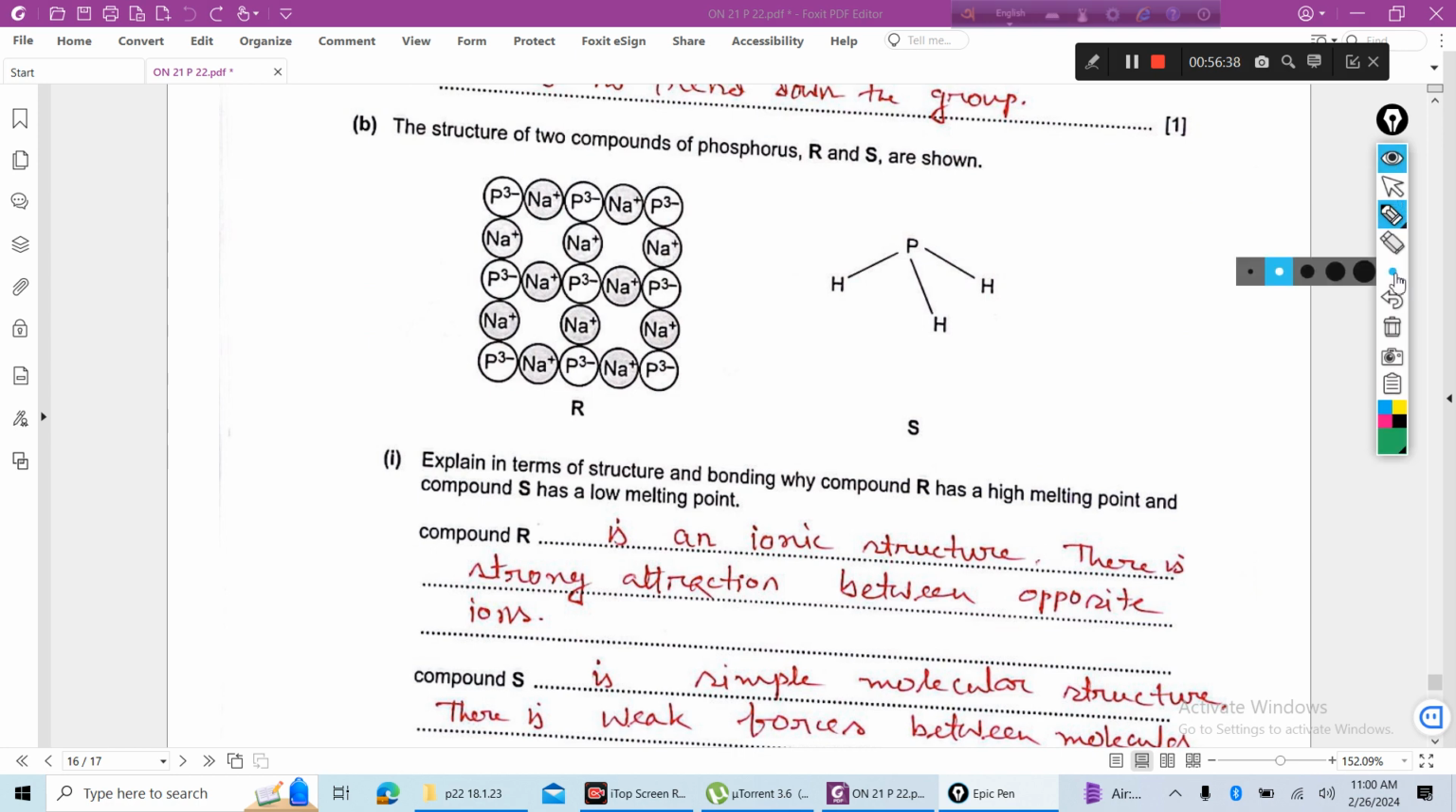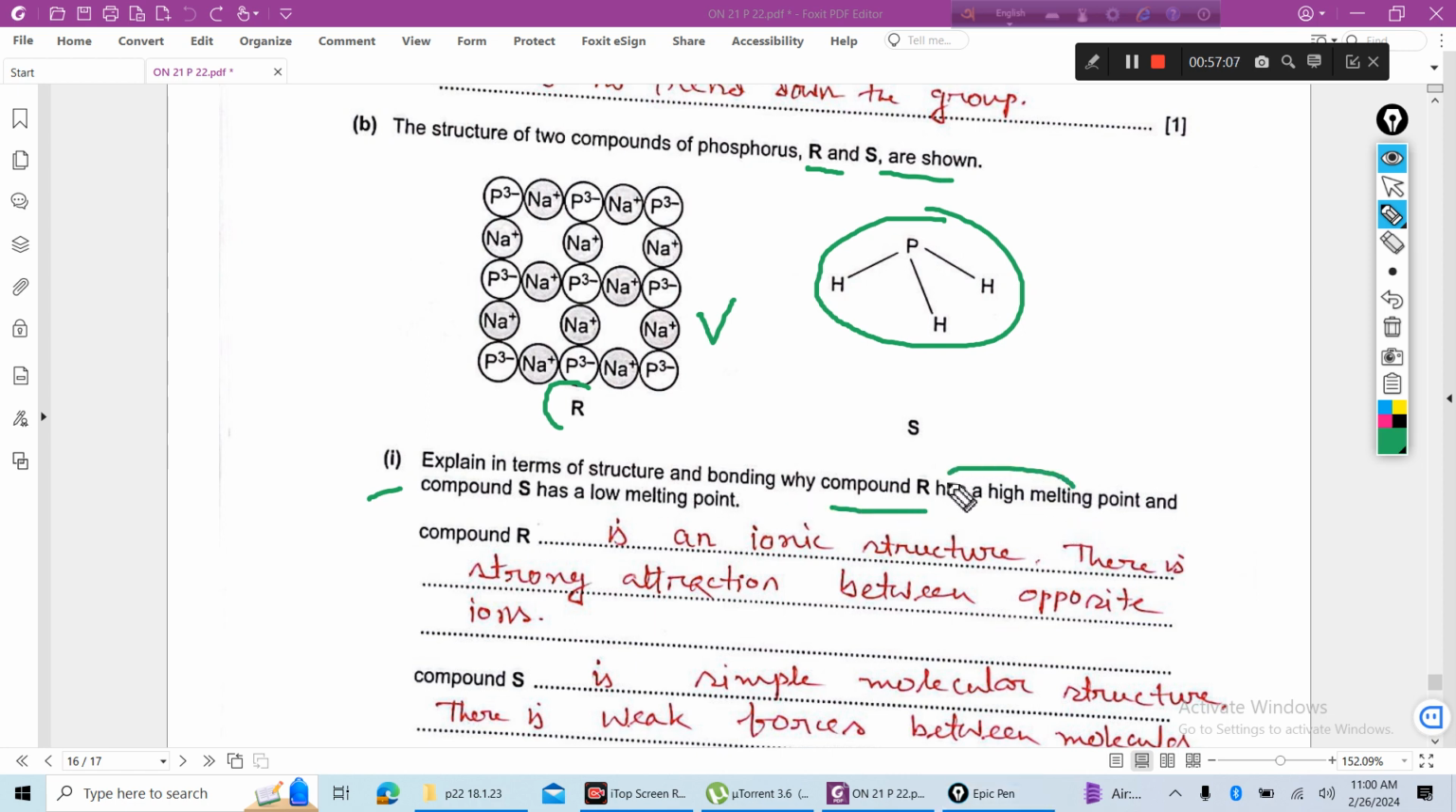Now, the structures of two phosphorus compounds, R and S, are shown. This is R, positive ion, negative ion. This is the ionic compound. This is phosphine, a simple molecule. Now the question is asking you, explain in terms of structure and bonding why compound R has a high melting point and compound S has a low melting point.